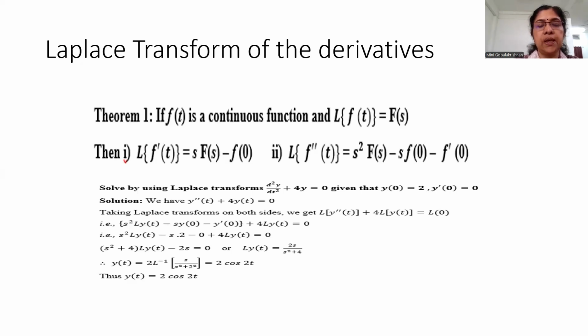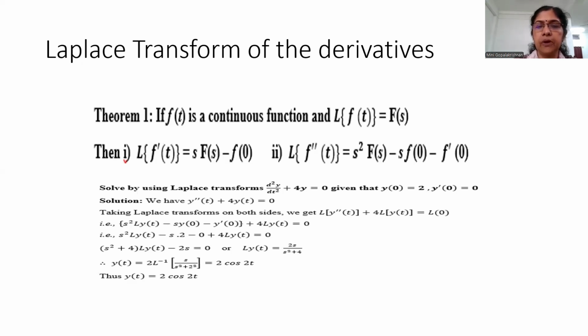Okay, so we put in the initial conditions. Next step, we put the initial conditions y at 0 is 2 and y dash 0 is 0. So that middle term is gone. Now we have two terms containing L of y of t, which is our F of s. So we combine the terms: (s square plus 4) into F of s minus 2s is equal to 0. So our F of s, that is L of y of t, is 2s by s square plus 4.